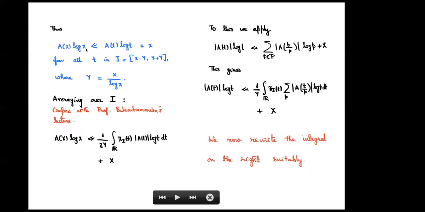that ax times log x minus at log t is less than or equal to x plus 2 times x over log x, basically. So all this just gets combined into a single x up to a constant, and therefore you conclude that ax log x, I should put absolute values in principle. So absolute value of ax log x is less than absolute value of at log t plus x. Okay, for all t in this interval. For all t in this interval, you see that the variation is only at x.